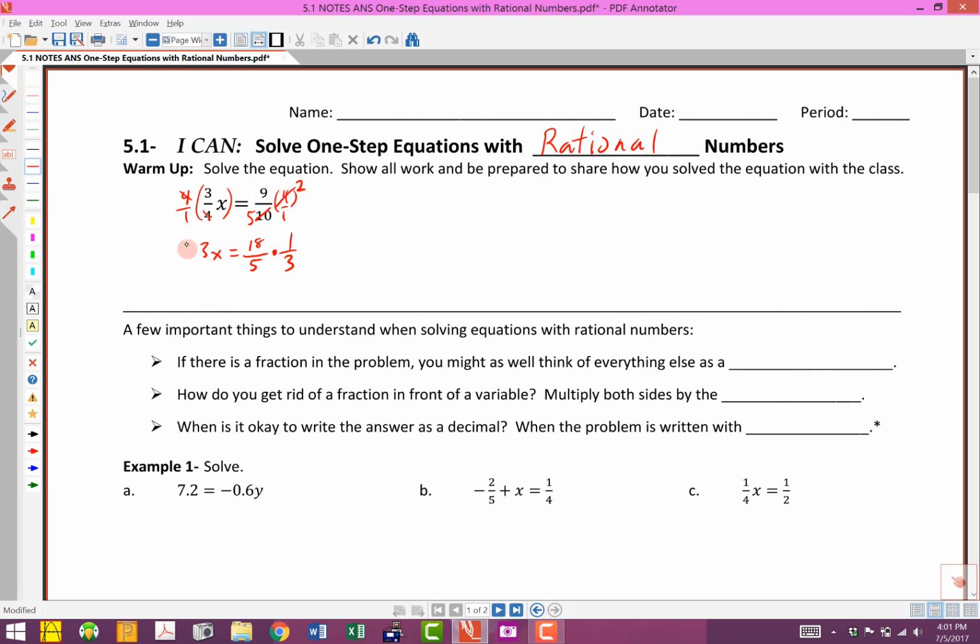Another thing that we could do here is we could just say, hey, I'm going to multiply this by 1/3. So we're multiplying both sides by 1/3. We're doing the same thing to both sides. So now I can cancel the 3 with the 3. We're left with an x.